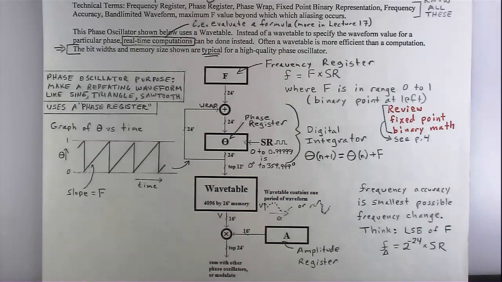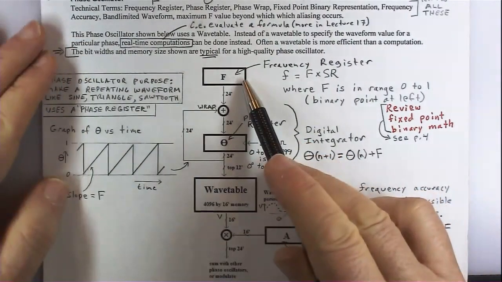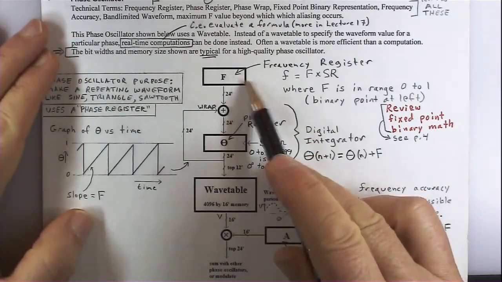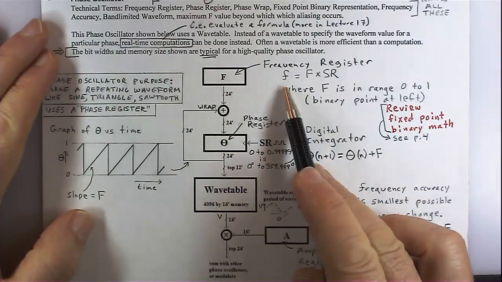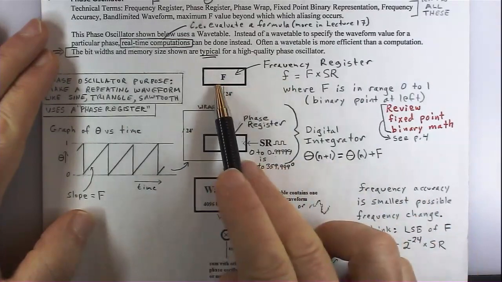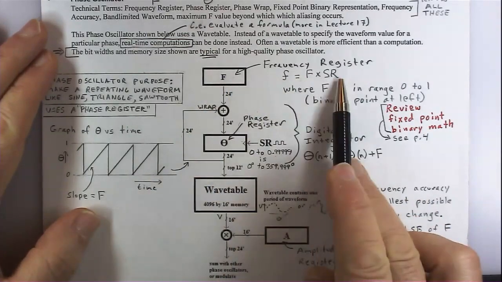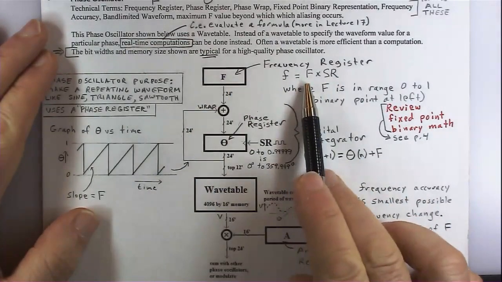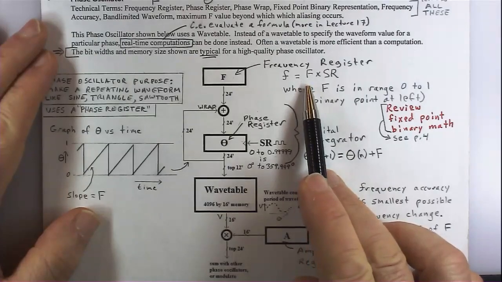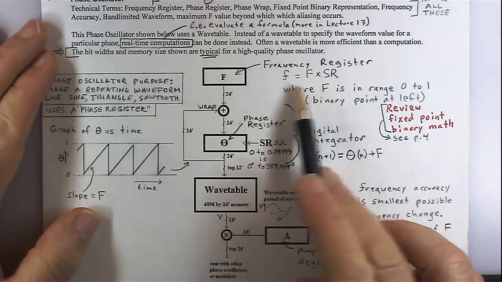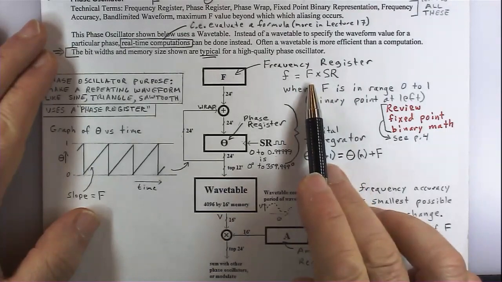Okay? So in digital stuff, that would mean your binary point in the digital system is way on the left. So these values are always 0 to 1. You've got this frequency register here, and if you have some frequency in hertz, you can figure out what the frequency register represents. It's 0 to 1 times the sample rate, so whatever is in the F register. Say you want to put 1,000 hertz in there. You can, from this formula, figure out what the F value is.